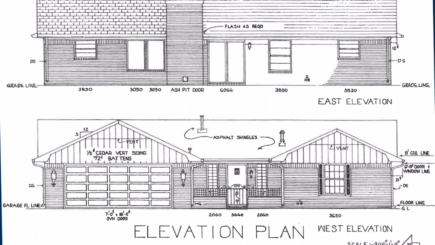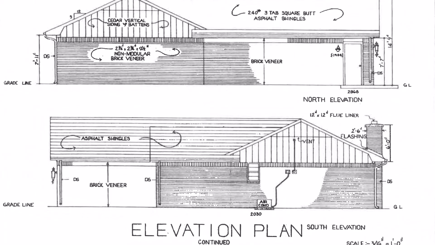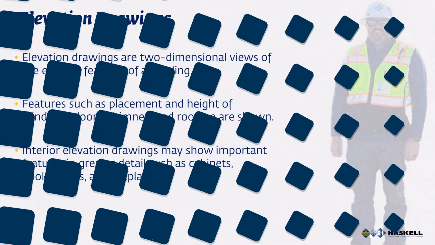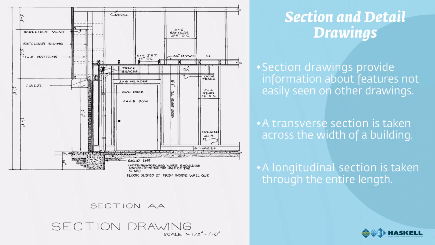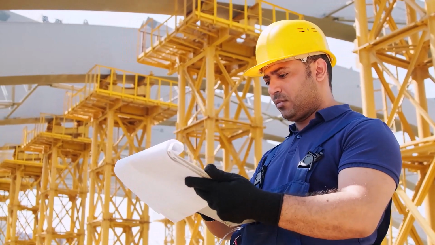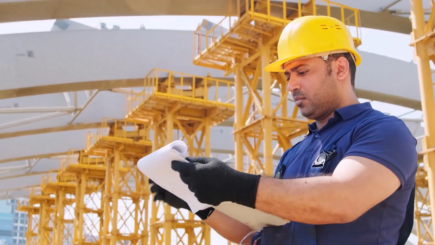Elevation drawings show each exterior side of a building. The elevation drawings include windows, doors, chimney, and roof lines. For additional details on cabinets, bookshelves, and fireplaces, check for interior elevation drawings. Check the section drawings for information about items that cannot be easily seen on other drawings, such as walls or stairs. To reduce errors in plan interpretation, it's important to have a routine to follow for your construction drawing reviews.